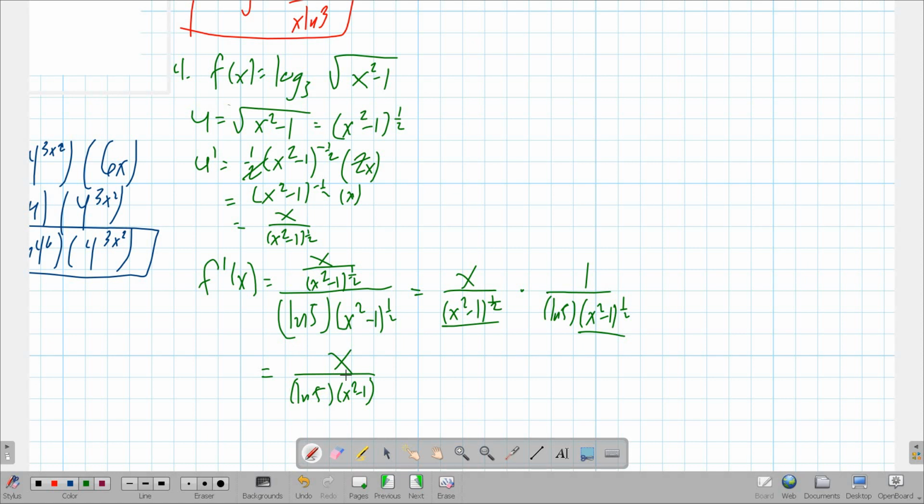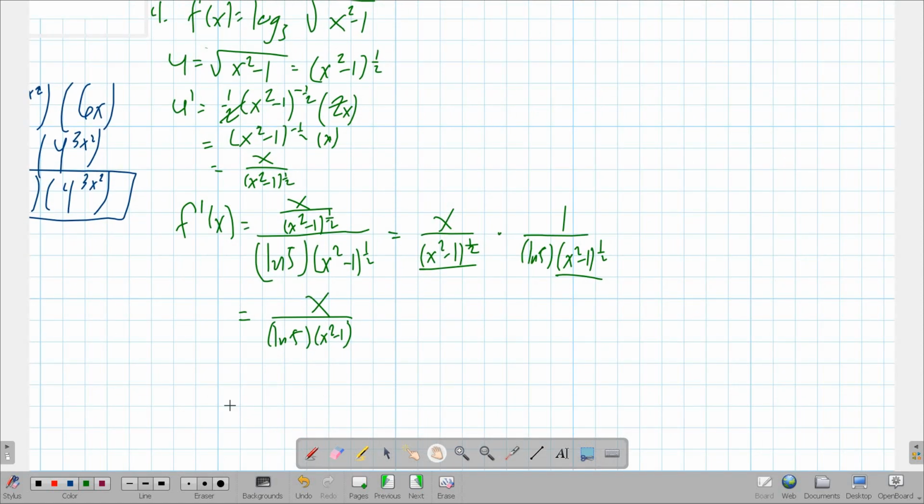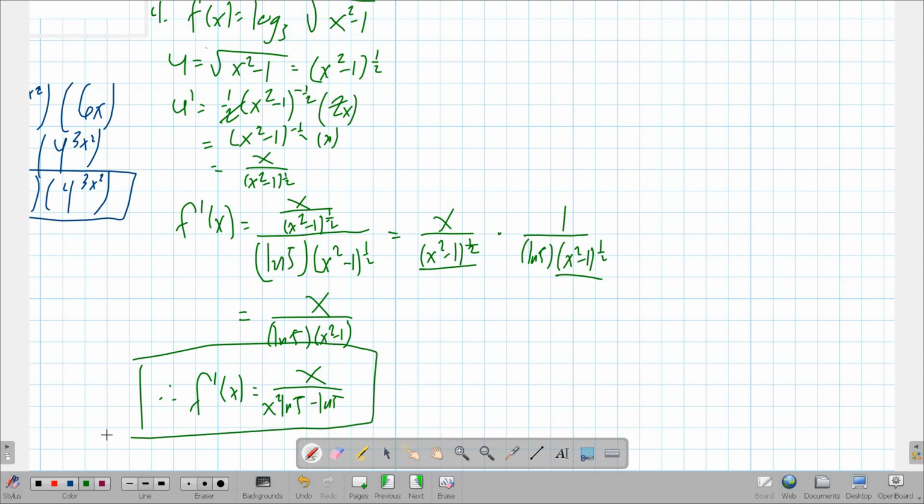We can leave your answer like this, but you can also answer this as f prime of x is equal to x over x squared ln 5 minus ln 5. You can also answer it like this. So that would be the derivative of general exponential and general logarithmic functions.